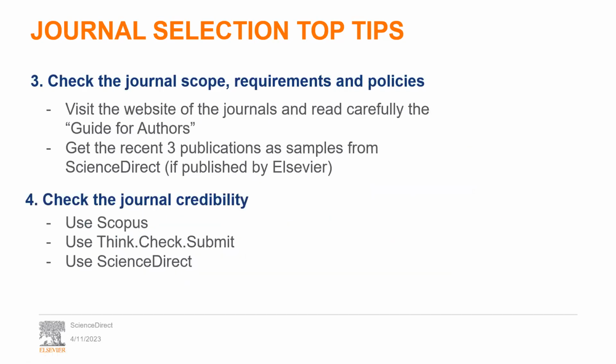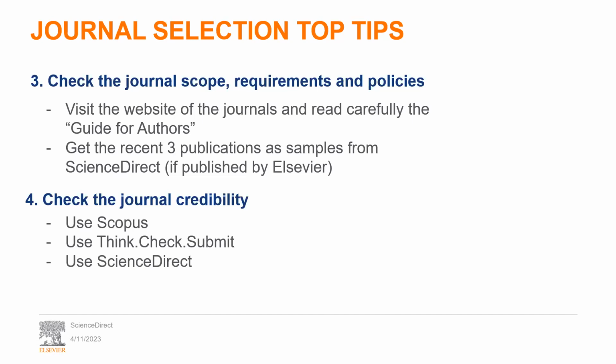The third step here is to check the journal scope, requirements, and policies. So I need to visit the guide for authors for each particular journal I have included in my list. And after selecting maybe the top 5 journals of my choice, I have to find the recent 3 publications as samples and get these publications from Science Direct if it's published by Elsevier. If it's published by another publisher, I have to get samples from the other publisher.